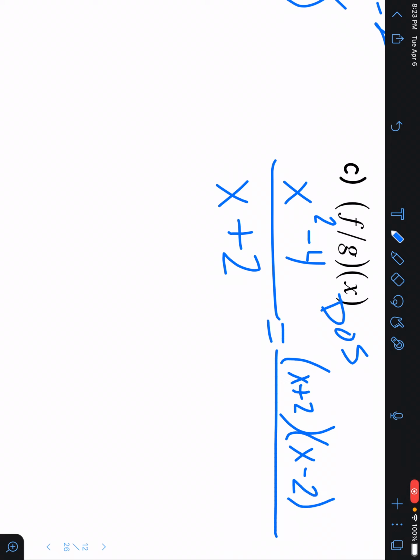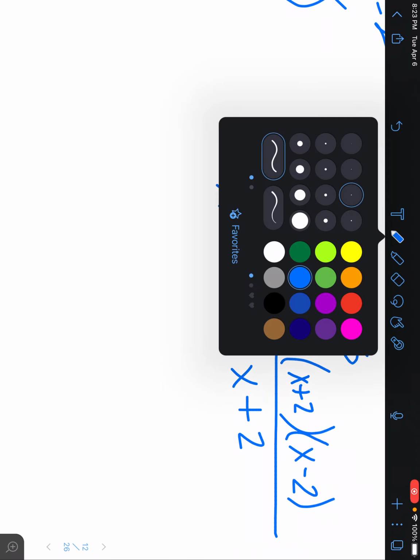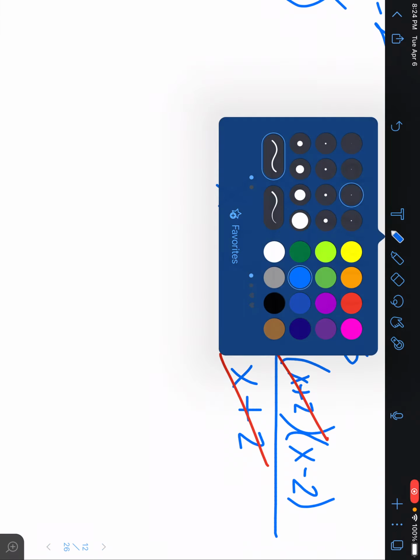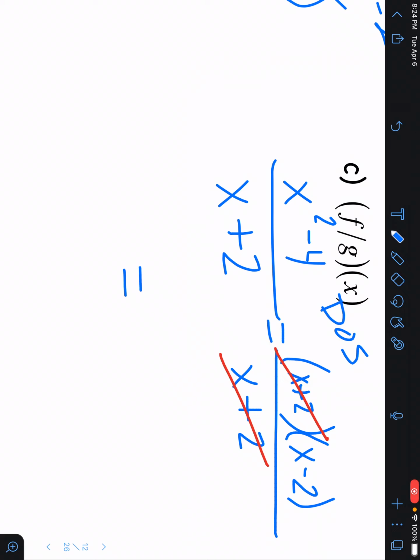And then carry over the x plus 2 on the bottom. Now take a look at those x plus 2's. You can cancel 1 at the top with 1 at the bottom. So your answer here is, what are you left with? In the numerator, you're left with just x minus 2. You're left with nothing in the bottom, so that would be 1. And we don't need a fraction anymore, so we just write it as x minus 2.